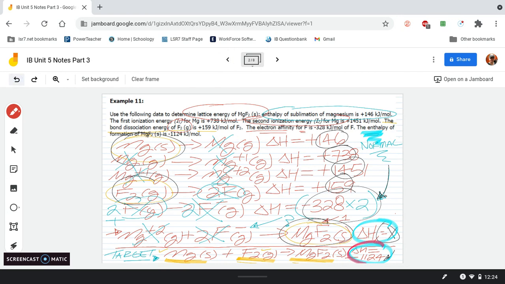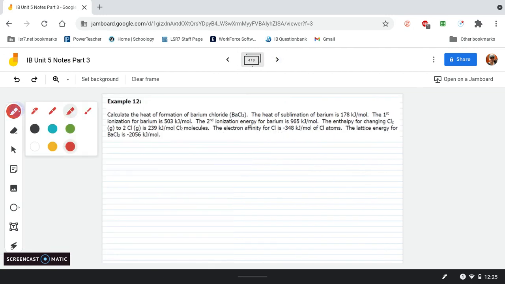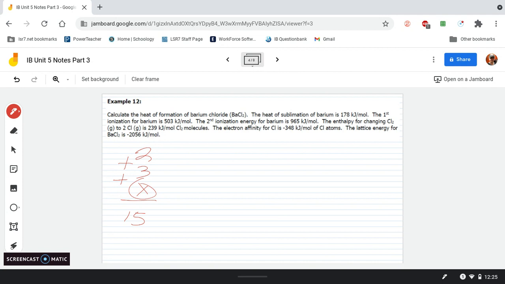But you can also solve for the last step, the delta heat of formation, which I think is a little easier. So this example 12 is a little easier, in my opinion, than what we did a minute ago, because this is the one where you just add everything up. It doesn't mean it's easy. I just think that mathematically it's a little more straightforward.